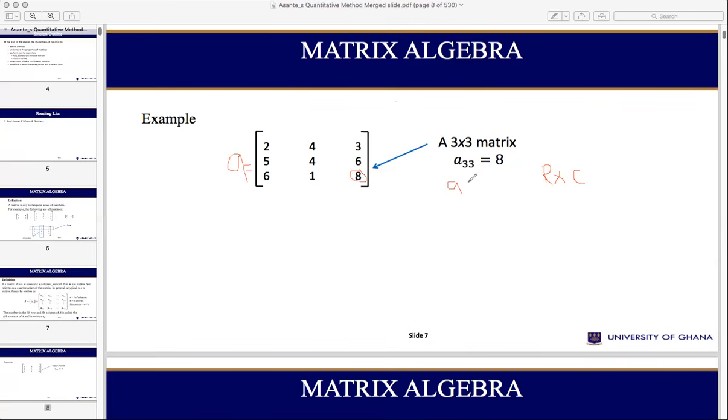So if they tell you to look for, let's say, A21. Augustina, what will be the A21? Looking at this, what will be the answer? 3. Are you sure? Why is it 3?